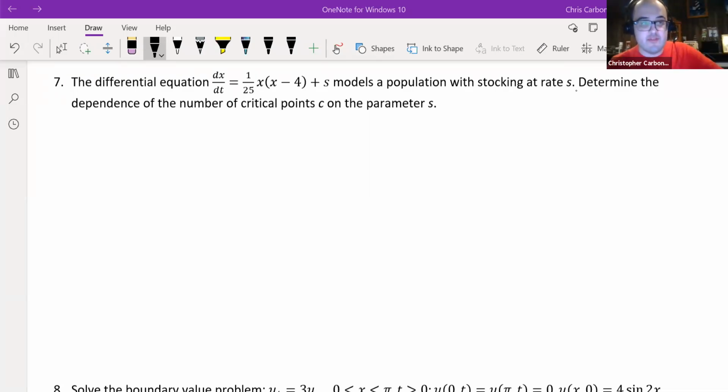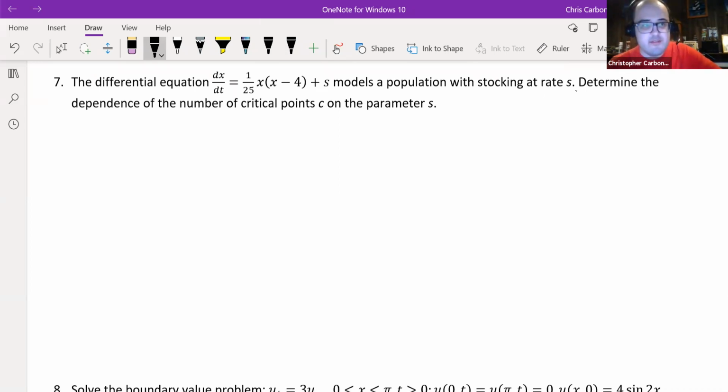For question number 7, we have the differential equation, the derivative of x with respect to t is equal to 1/25 times x minus 4 plus s, which models a population with stocking at rate s. We want to determine the dependence of the number of critical points c on our parameter s. Due to the way that this is written, we can rewrite this slightly.